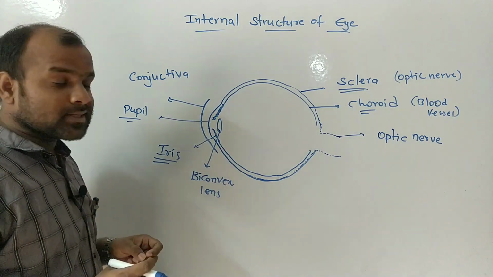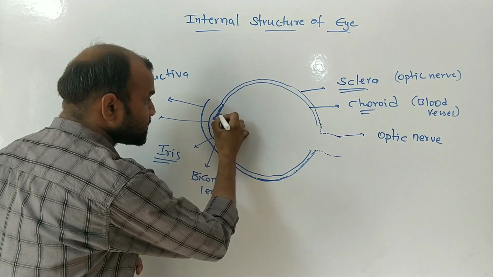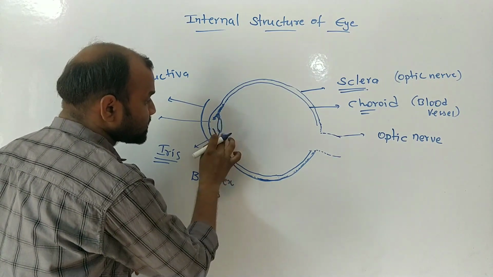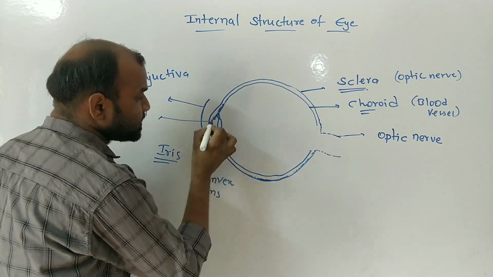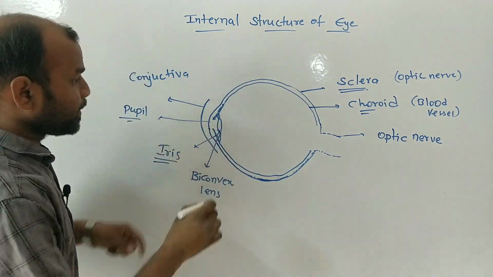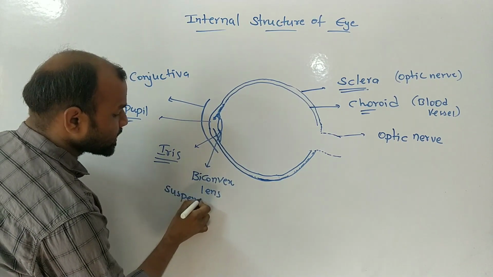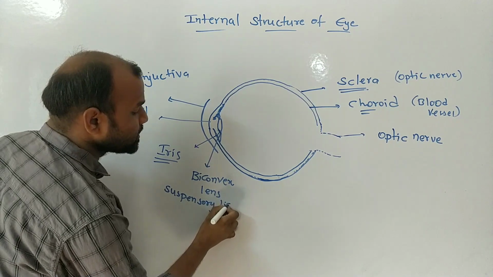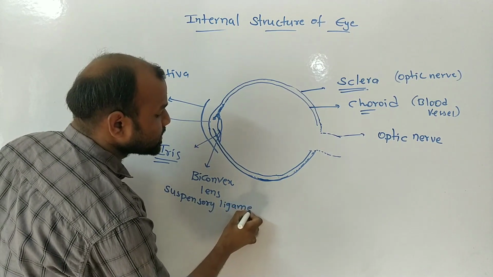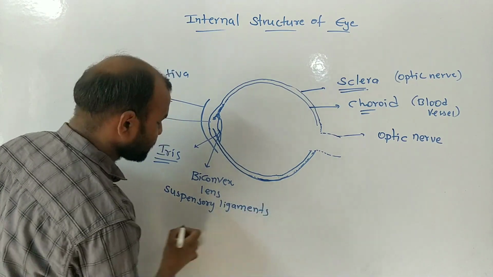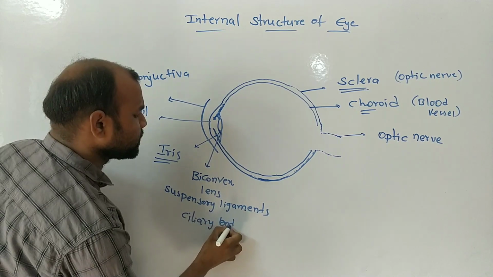This biconvex lens is held in position by the help of the suspensory ligaments and the ciliary muscles or ciliary body.